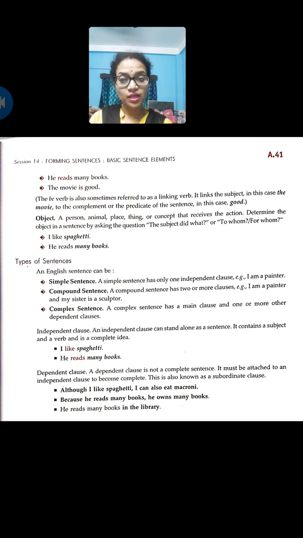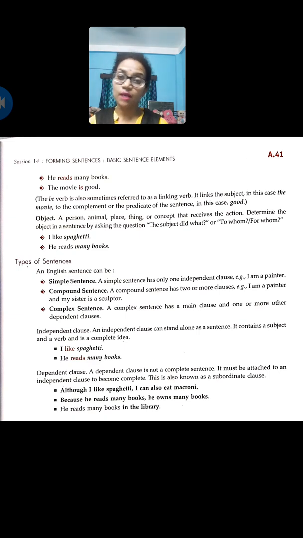Next we discussed the dependent clause, which is used in complex sentences. Complex sentences, students, consist of a main clause, and with that main clause one or more than one dependent clauses are there. Now let's take an example. What is given in your book? Because he read many books, he owns many books.